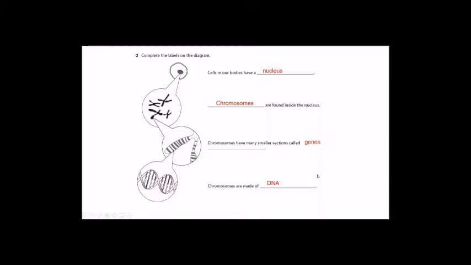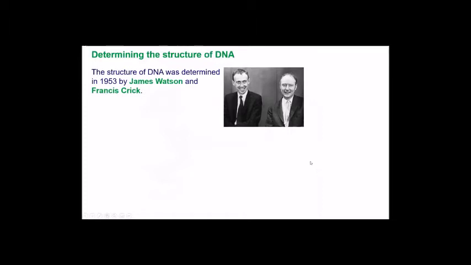So let's first have a look at how it was discovered. The scientists credited with discovering the structure of DNA are James Watson and Francis Crick. And they came up with a model that looked like this. It's called the ball and stick model. They came up with this model in 1953.